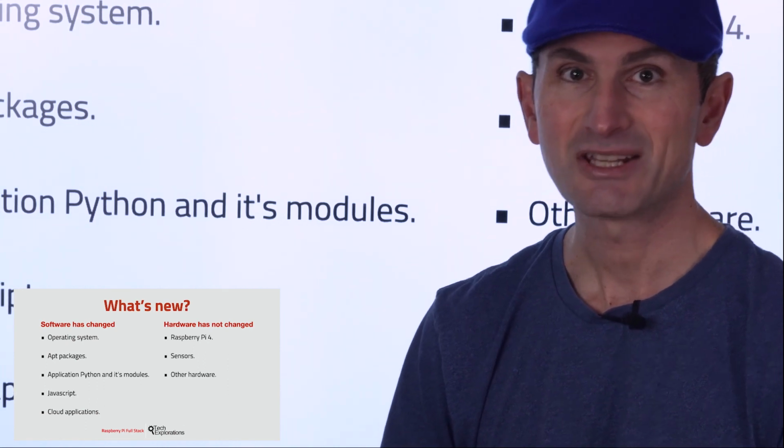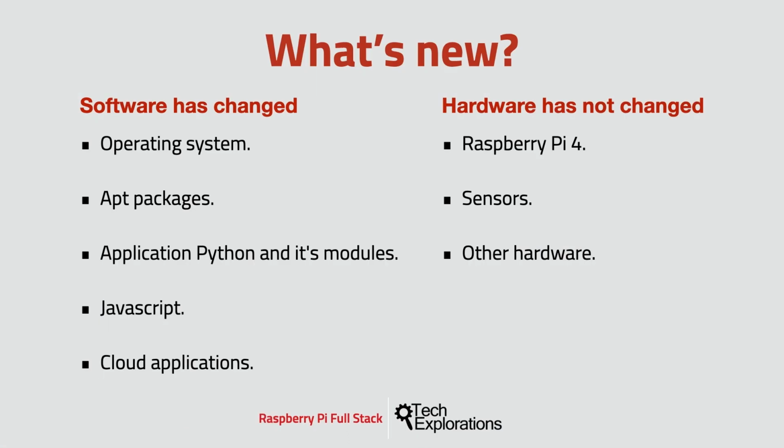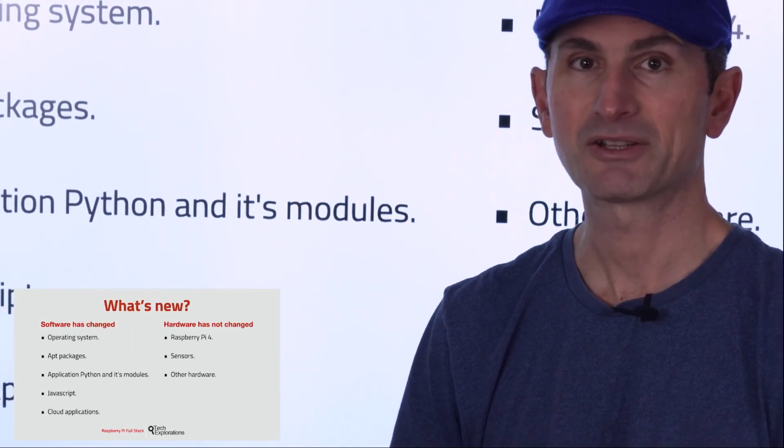First, let's look at the changes that this update brings. It's safe to say that almost all of the software components that make up this application have newer versions. On the flip side, the hardware remains the same. I'm running or have tested the full stack application on an original Raspberry Pi Model B, a Raspberry Pi Zero, Raspberry Pi 4 and a Raspberry Pi 3. On the software side though, there's a new operating system and newer versions of the various components that are distributed as apt packages or Python modules. There are also newer versions of the Python 3 interpreter, JavaScript libraries and cloud applications.